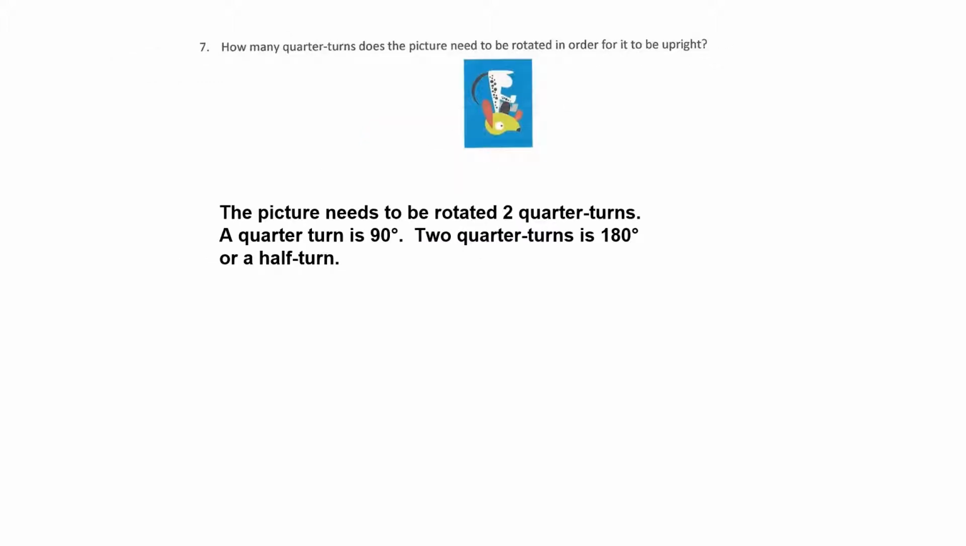How many quarter turns does the picture need to be rotated in order for it to be upright? So here's his face. 1, his face is here. 2, his face is here. Right? Because, as we know, we face the opposite direction. So a picture needs to be rotated 2 quarter turns. A quarter turn is 90 degrees, and 2 quarter turns is 180 degrees, or a half turn. And you face in the opposite direction.